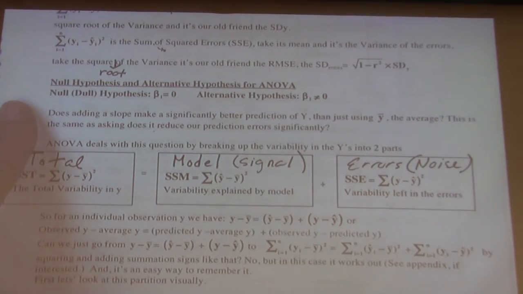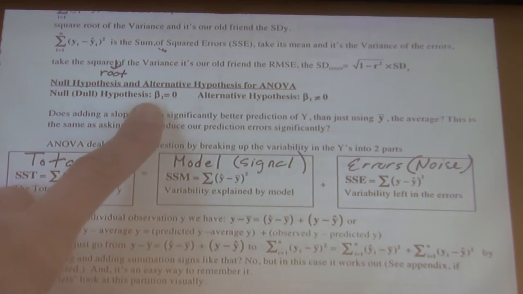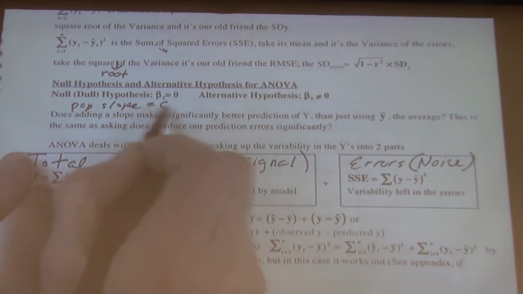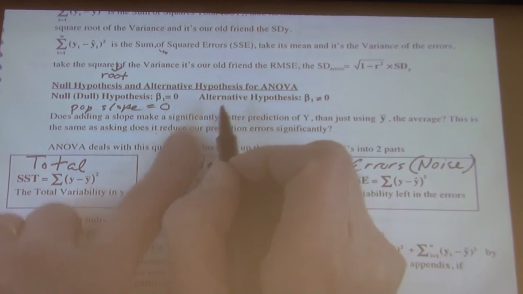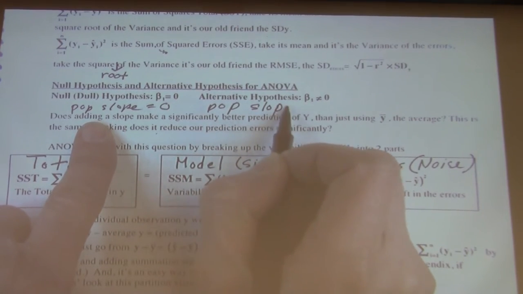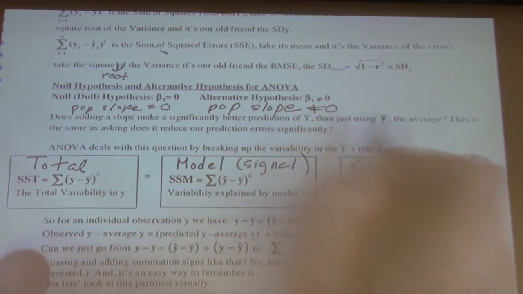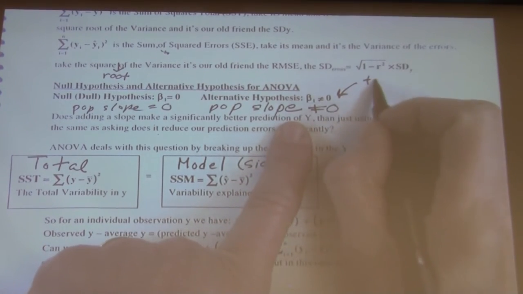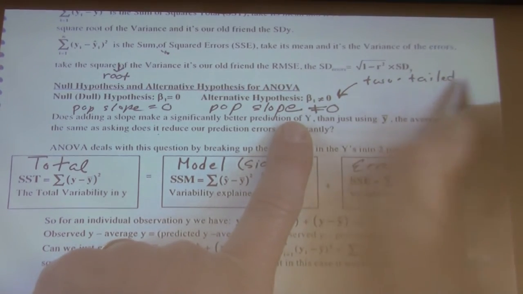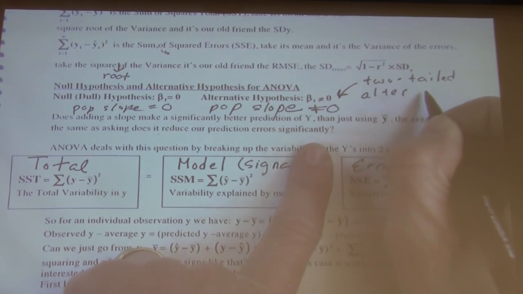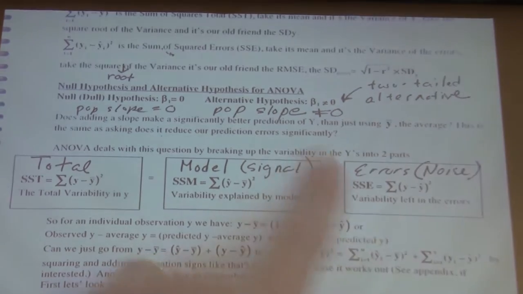Okay, so now we've got the null and alternative hypotheses, and the null is just that our population slope is equal to 0. And for the alternative hypothesis, for all of these we're going to be looking at sums of squares, so it's always going to be non-directional. We're always going to basically have a two-tailed alternative if we use the F or the chi-squared statistics.